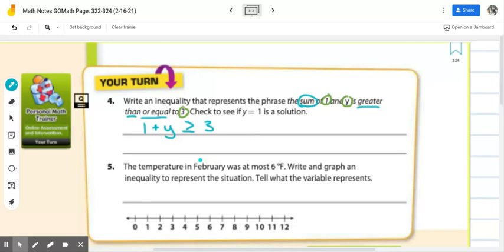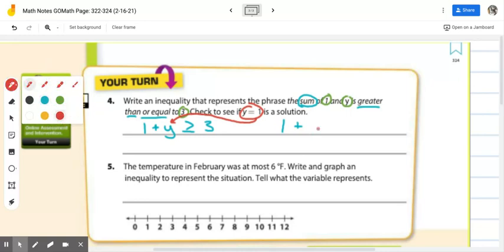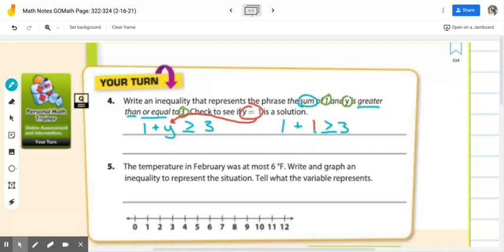Okay? Now, we wrote the inequality here, and they want us to see if y equals 1 is a solution to this inequality. So what I'm going to do is I'm going to take this 1 and plug it into y and see what it works out to. So I'm going to rewrite this as 1 plus, instead of y, it's going to be 1, just to see if this works, is greater than or equal to 3. Now, if I add this up, this is 1 plus 1, and that's 2, is greater than or equal to 3. That doesn't work, right? 2 is not greater than or equal to 3. So this is not a solution. 1 is not a solution to this inequality.